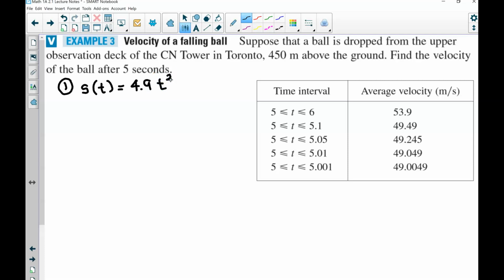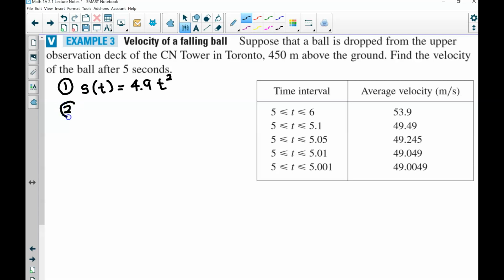Now, the difficulty in finding the velocity after 5 seconds is that we are dealing with a single instance of time, which is just t equals 5. So no time interval is involved. However, we can approximate the desired quantity by computing the average velocity over the brief time interval of 1/10 of a second. So we can find out what's happening between t equals 5 and t equals 5.1.